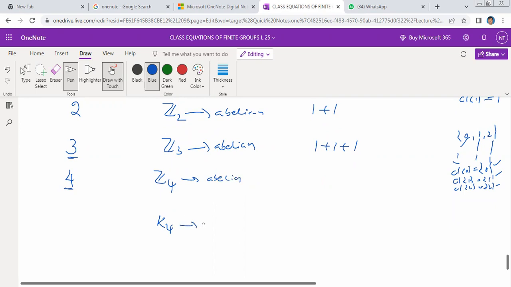It is abelian. This is also abelian, and it is cyclic too. It is abelian but not cyclic. A group of order 4 is cyclic because we have a generator. So whenever it is abelian, in this case with 4 elements, we take these two. It is non-cyclic, abelian but not cyclic.